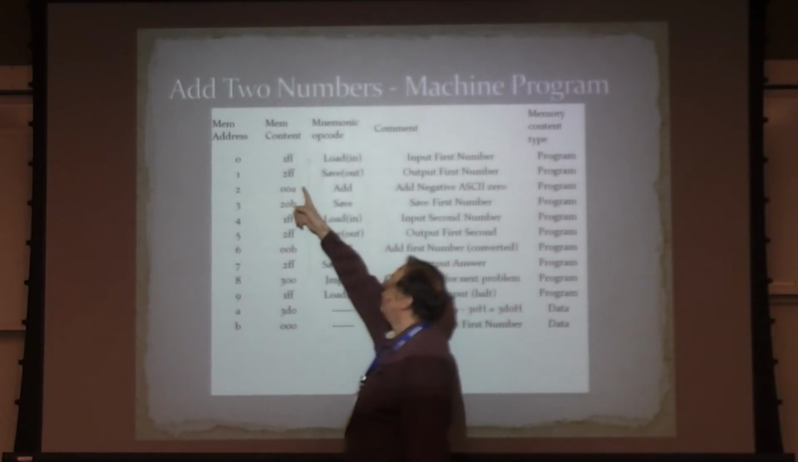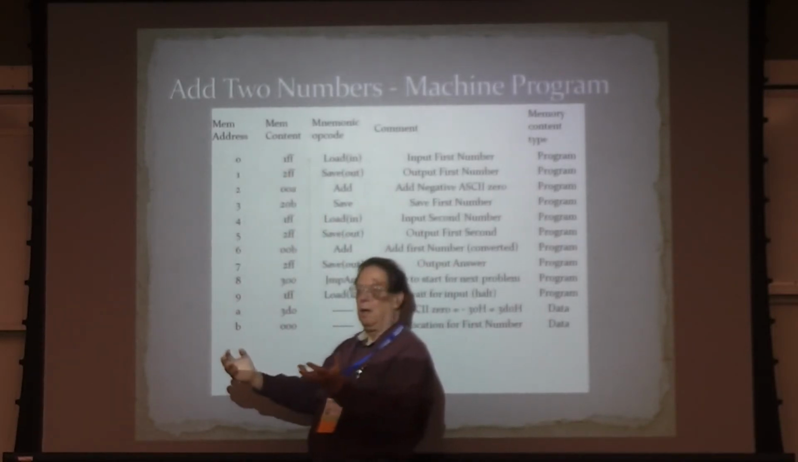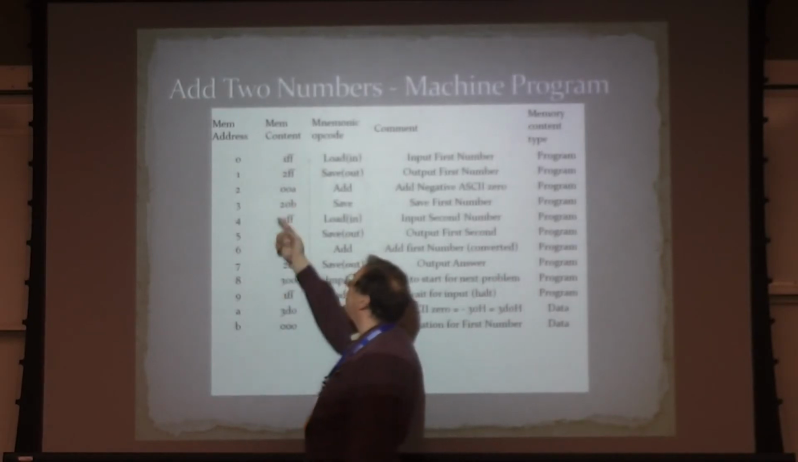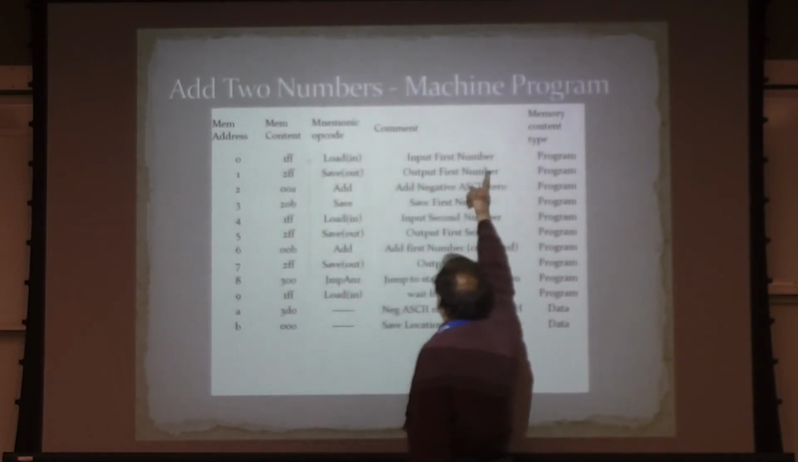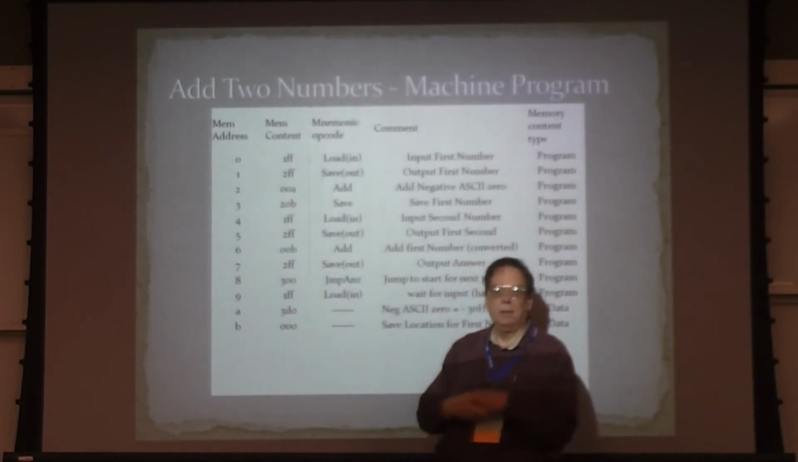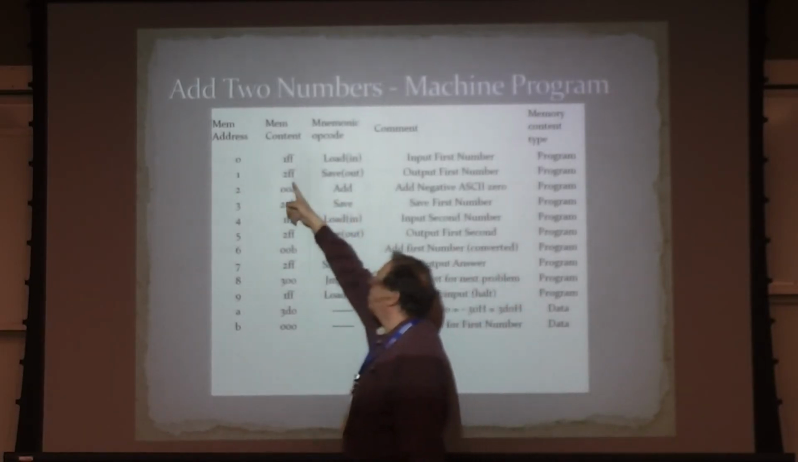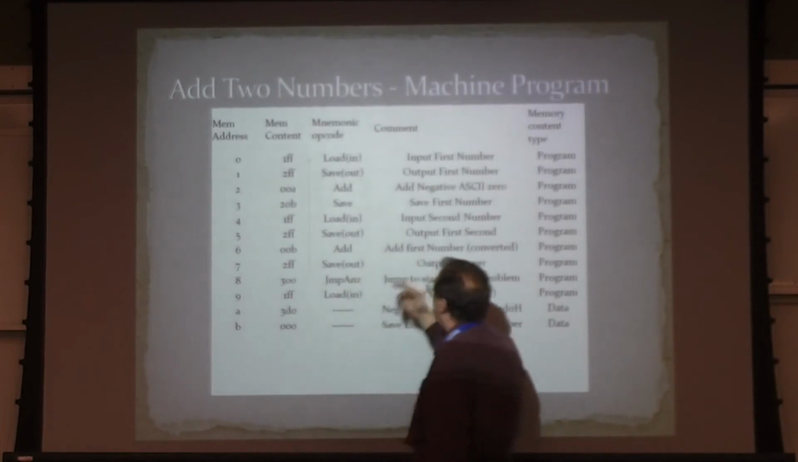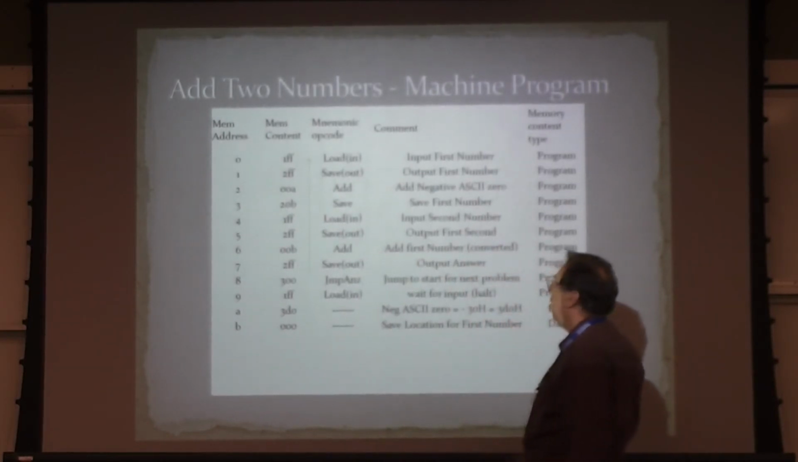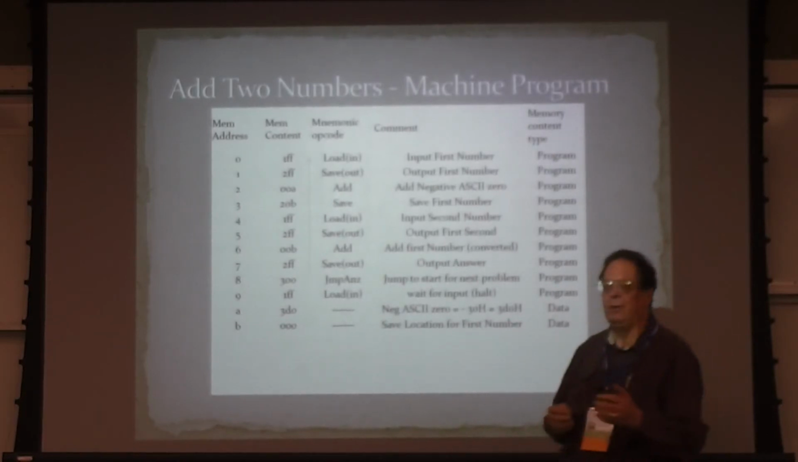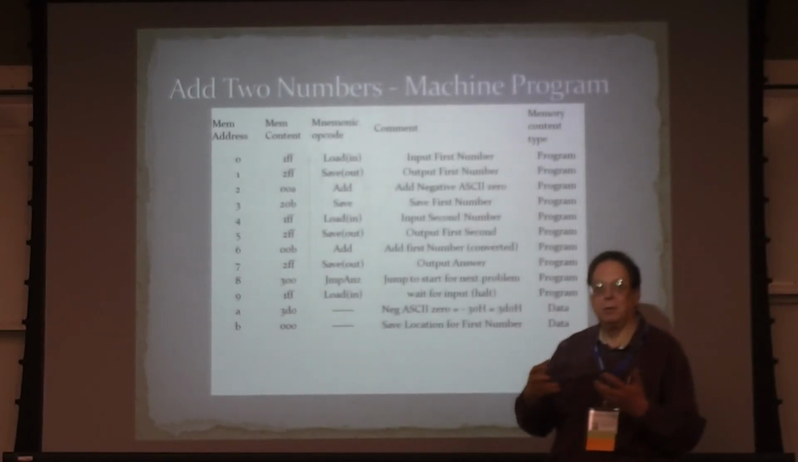We have to say 1FF, that's load a value from the keyboard, right? 1 is the load command, FF means from the keyboard. So we load the first number. We want to see the number that we type in, so we have to do a save now. So that number we just loaded is in the accumulator. This one saves what's in the accumulator to output, so then we see the number.